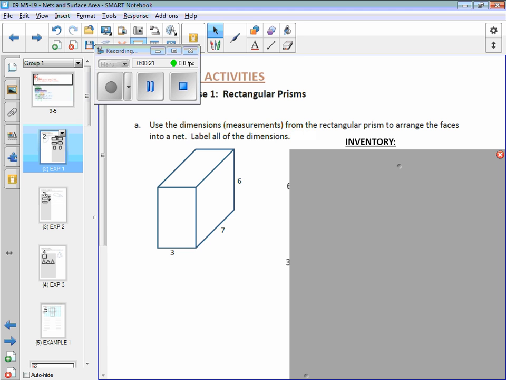Figure out how many of each shape you need. How many total faces are there? In any rectangular prism, there's always how much? There's always 6. So you know you need 6, but you have to figure out how many unique shapes there are. I'll hold up the actual prism to show you what I'm talking about.